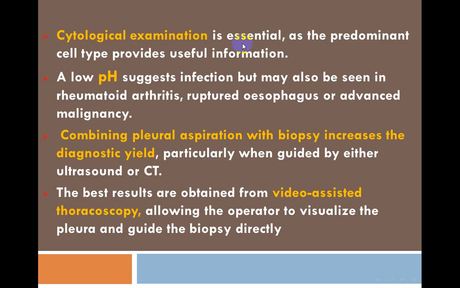Other investigations: cytological examination provides us the types of cells, and pH is very important. Low pH suggests infection, but may also be seen in chronic rheumatoid arthritis, ruptured esophagus, or advanced malignancy. Combining pleural aspiration with biopsy increases the diagnostic yield, especially in tuberculosis. The best results are obtained from video-assisted thoracoscopy.